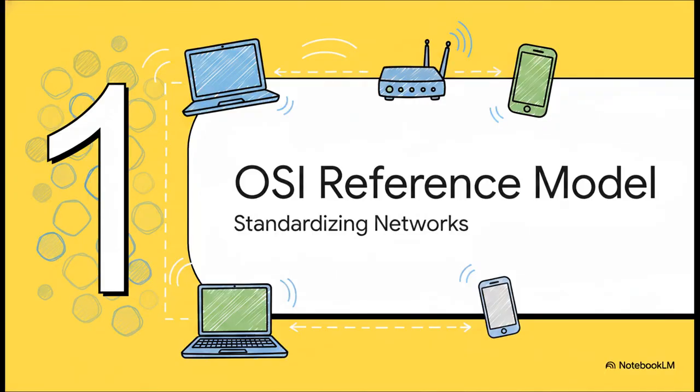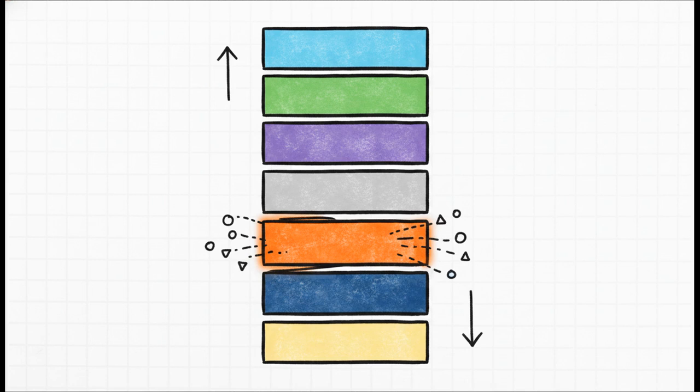Starting off with Section 1, the OSI Reference Model. So, a classic trick to remember all 7 layers from top to bottom is this awesome mnemonic. All people seem to need data processing: application, presentation, session, transport, network, data link, and physical. Pretty handy, right? Today, we are focusing entirely on that need part, the glorious network layer.